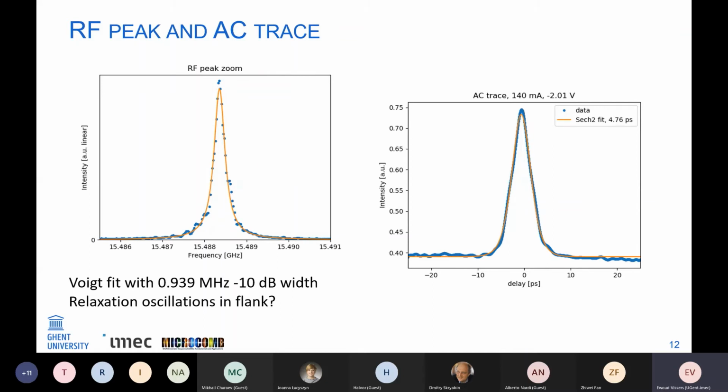And then the RF peak width is almost the same. So we're reaching almost similar performance, which makes sense. But we are doing it with an extra chip instead of doing it on the same chip.